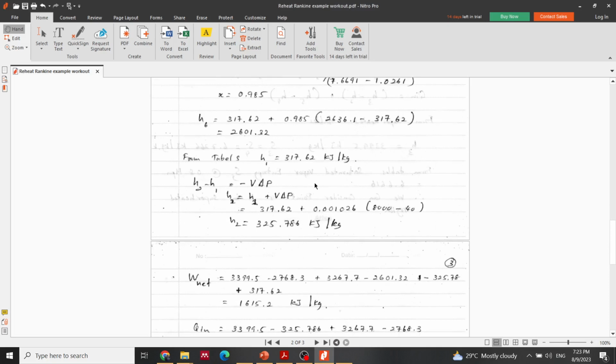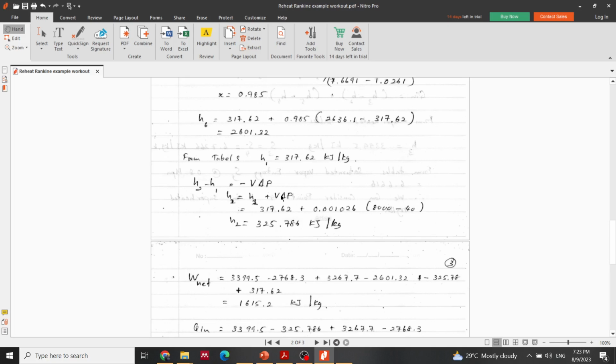It is a pump action. Therefore, we can derive H2 minus H1 equals minus V delta P. Why is it minus? Because work in is minus, and work out is plus. Therefore, we have the minus sign here, and we can formulate H2 equals H1 minus V delta P.